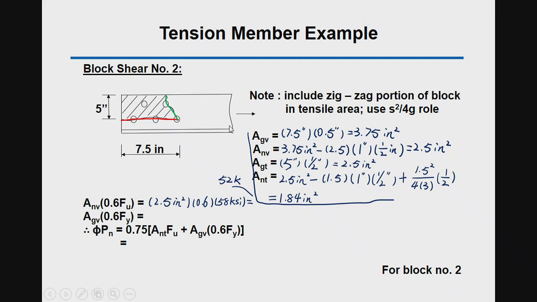Okay, and then AGV times 0.6 times FY equals 3.75 square inches times 0.6. FY is 36 KSI, equals AGV.